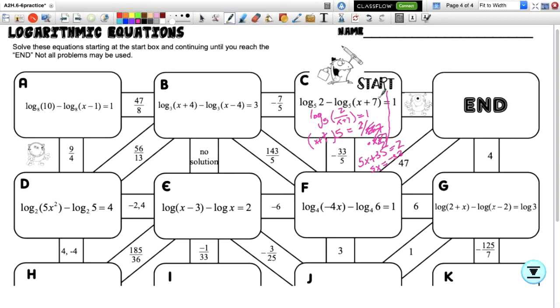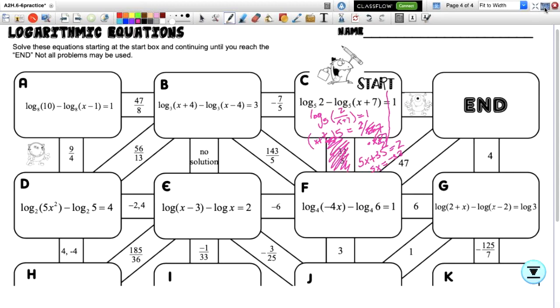Negative 33 divided by 5 is going to be negative 6.6. So when I plug it in here, this negative 6.6, it's still going to give me a positive if I add 7. So it does work. You can see, boom, negative 33 over 5 is one of my answers. I'm going to come right down here and solve this problem next.